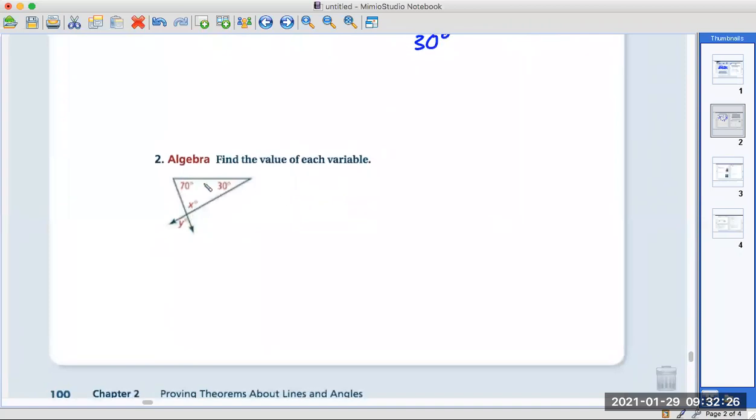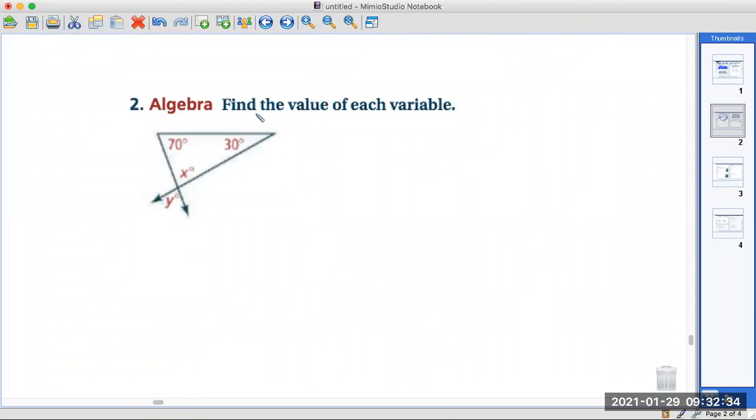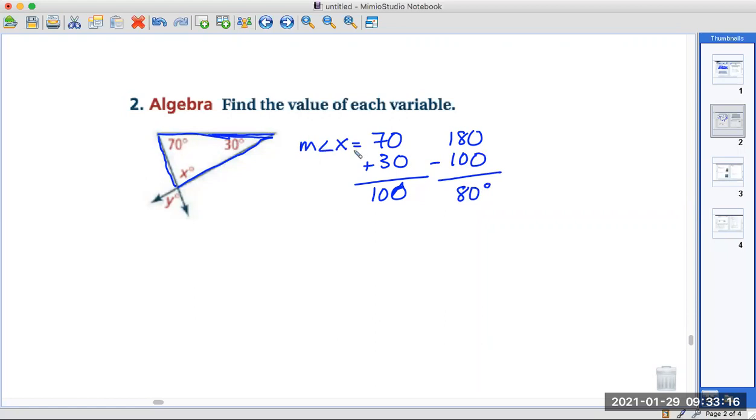Did I do number 2? Okay, let's do that one. All right, this is a good one because it's also asking for a little more. It's asking for find the value of x and y. So let's start with x because I can find x because it's inside the triangle. So then I have my triangle right here. My internet cuts out, then my writing tablet doesn't work. So I have two angles, so measure angle x. You add the two angles you know and subtract from 180. Measure angle x is 80, and I like marking my diagram. So now 70 plus 30 plus 80 should be 180, which it is.